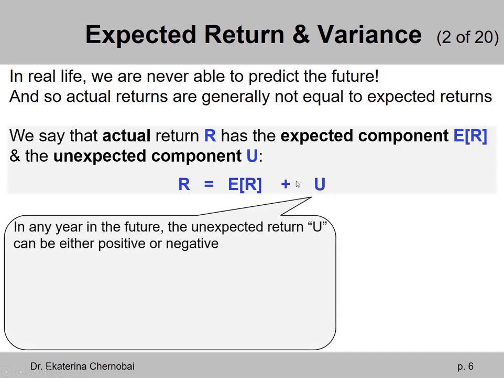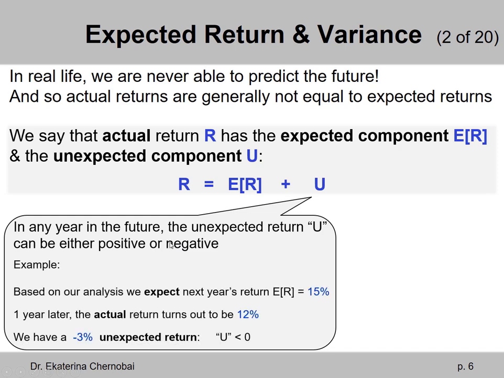Let's look at an example. So this unexpected return can be either positive or negative. For example, let's say a year ago, we expected the return over the year to be equal to 15%.